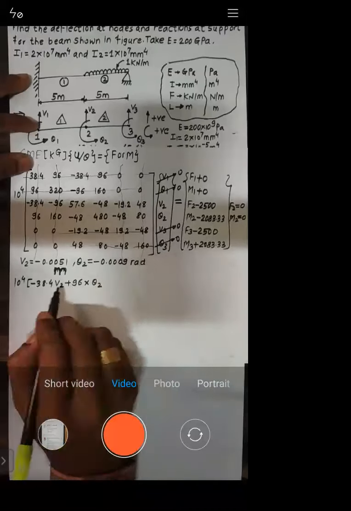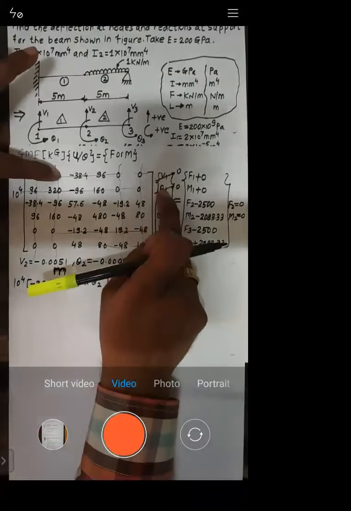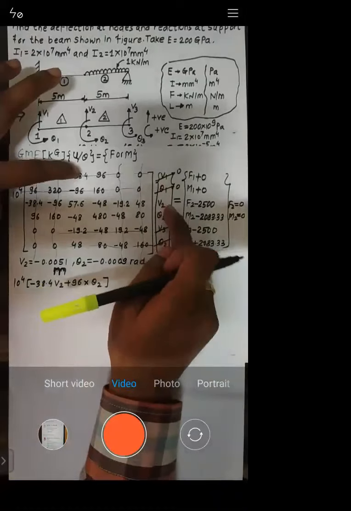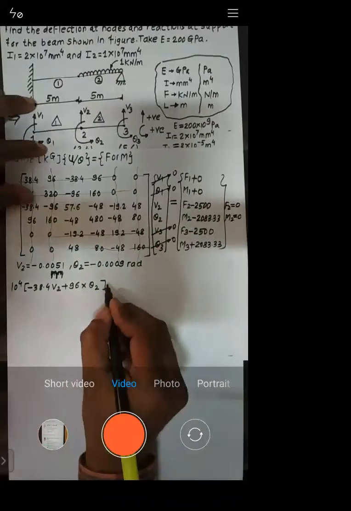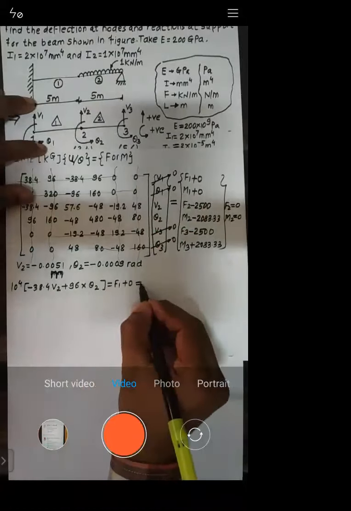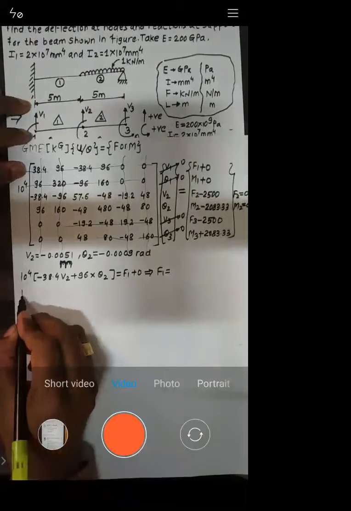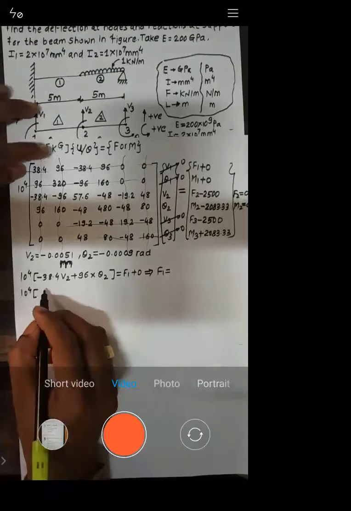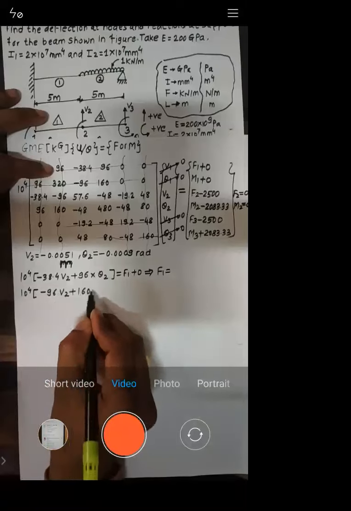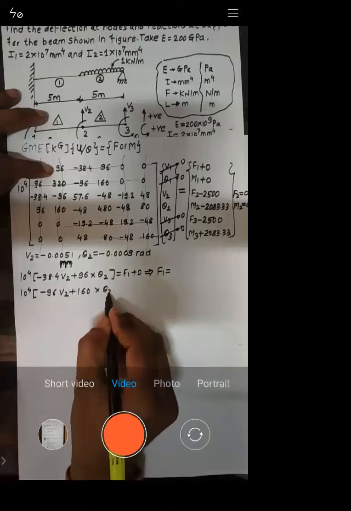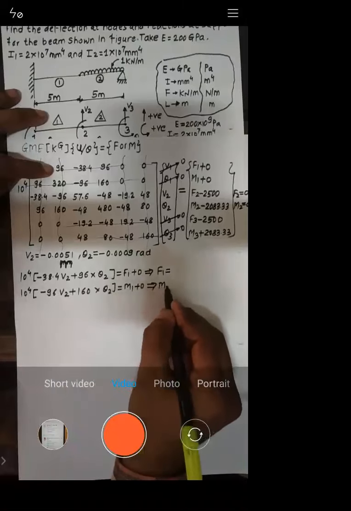So see, this 10 raised to power 4 into this row and this column. This into this is 0, this into this is 0, minus 38.4 V2 plus 96 theta 2, this is 0, this is 0, is equal to F1 plus 0. So from that, you tell me the value of F1. Similarly, I need to do for M1. 10 raised to power 4 into minus 96 V2 plus 160 into theta 2 is equal to M1 plus 0. So from that, you tell me the value of M1.